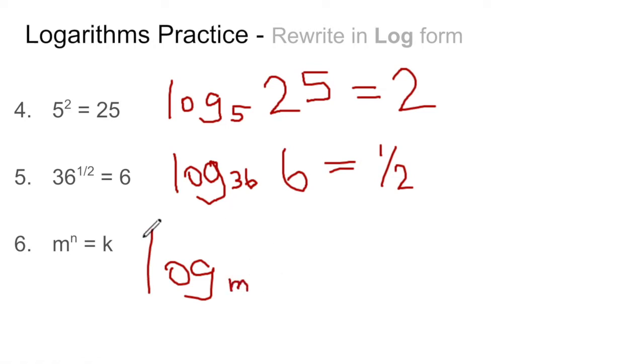And then what is the result? Well, k is the result, isn't it? So we're going to put k here, equals the exponent. We're going to write the exponent on the right side, and that's n. So log base m of k is equal to n. So that is a few examples of converting exponential format to logarithmic format.